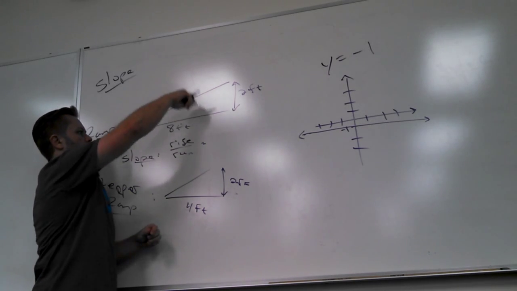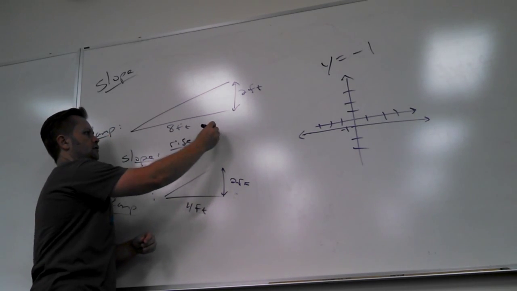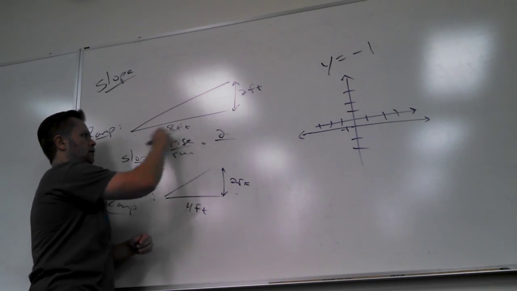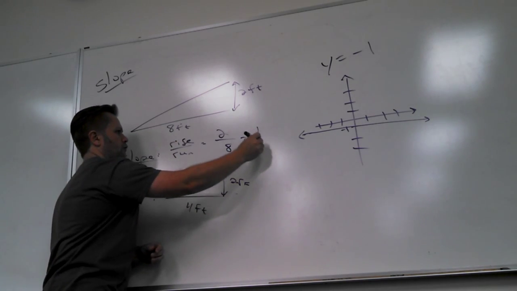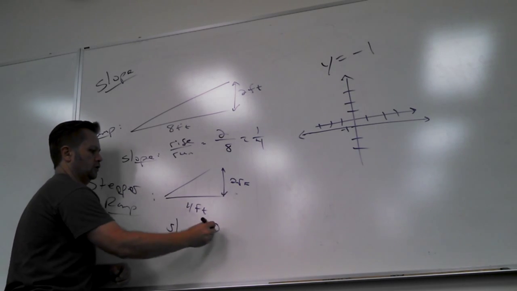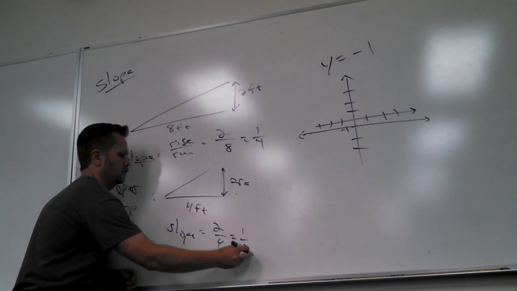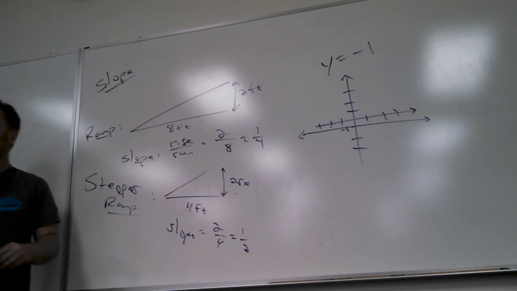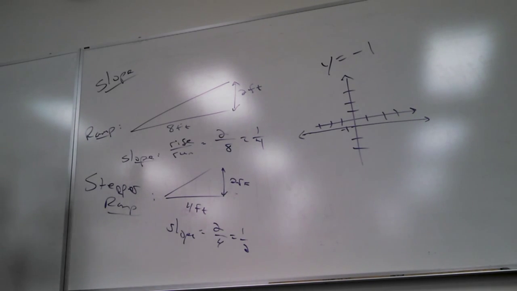So this slope, what would this slope be? How much did it rise? 2 feet. Over the course of running? 8. So this slope would be 1/4. This slope would rise 2 over the course of 4. It's 1/2. So this slope is twice as big as that slope. It is a steeper ramp. Or you can go hiking. Talk about the difficulty of the hike based on how big of a change in elevation over the course of how much you walk.